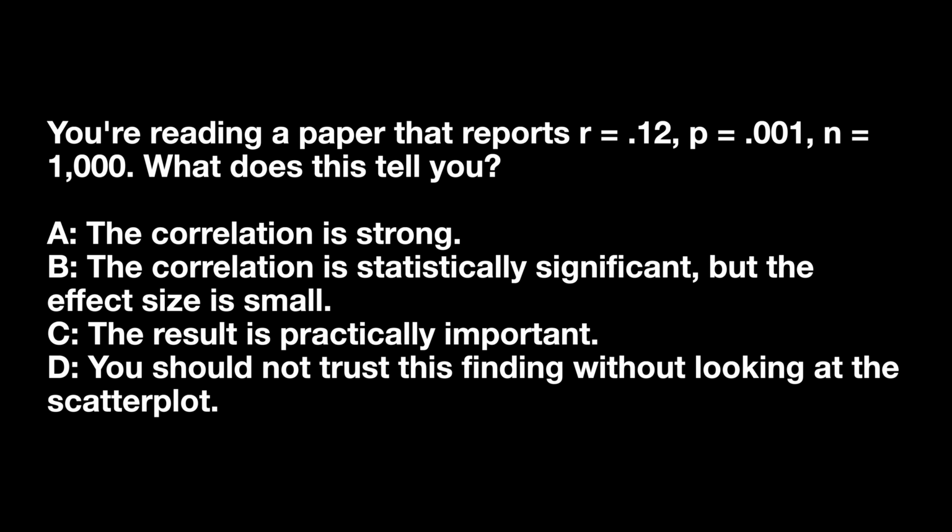The best answer is B and D together. With 1,000 people, R equals 0.12 is very unlikely to be a fluke. That's what the p-value tells you. But 0.12 is a small effect size. Whether it's practically important depends on context. And you absolutely should look at the scatter plot. A number alone doesn't reveal outliers, nonlinearity, or other patterns that change how you'd interpret the end result.